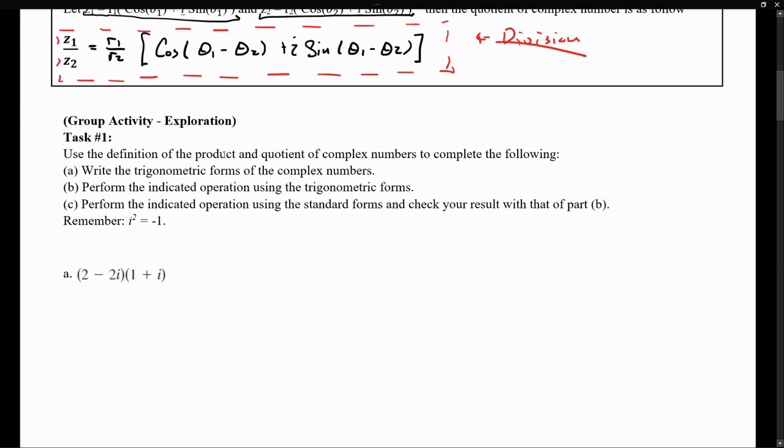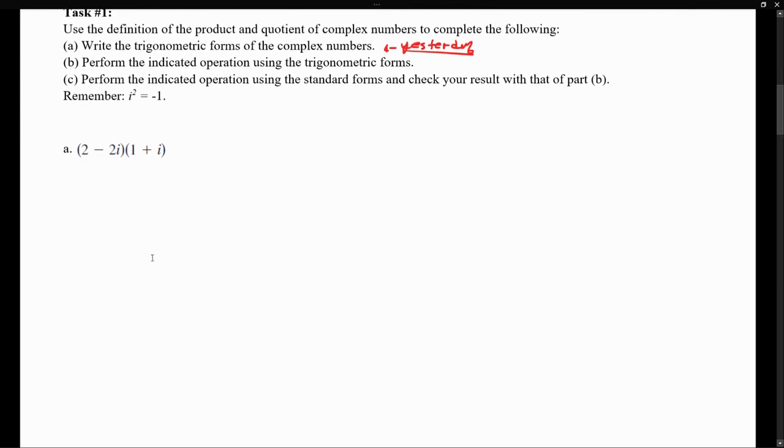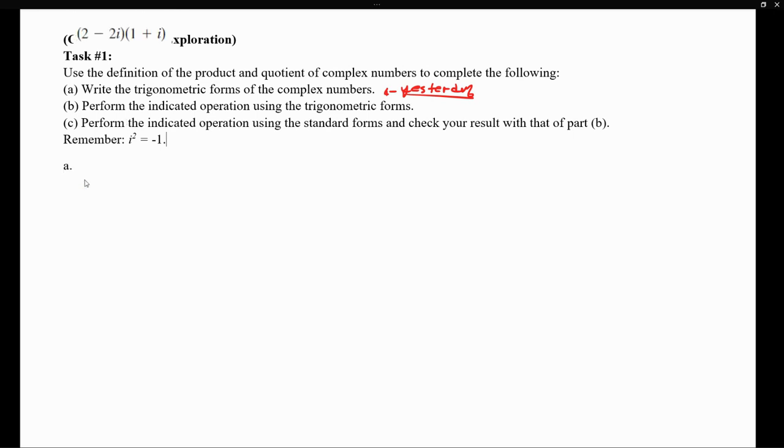So what exactly do we want to do? First, we want to write down the trigonometric form of complex numbers, which is yesterday's lesson. So let's do that first. Let's take a look at A. Again, let me just make myself a little more space here. Let's take a look at A.